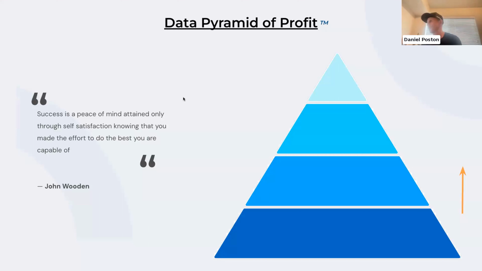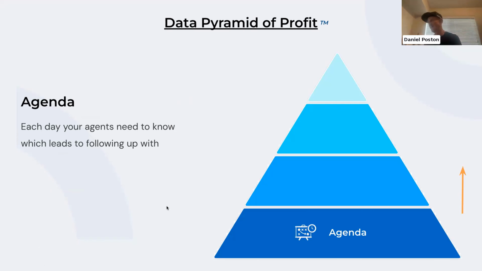I don't know if anyone else is familiar with John Wooden. He was a coach for the UCLA Bruins back in the 60s when they won, I believe, 10 straight championships, or 8 straight. He had a pyramid of success, so we're going to have our data pyramid of profit. The first layer of our pyramid is our data agenda.